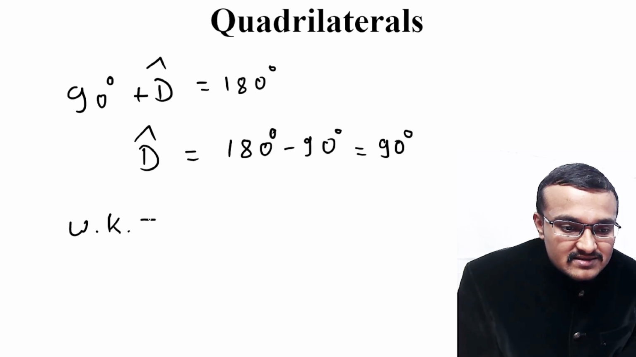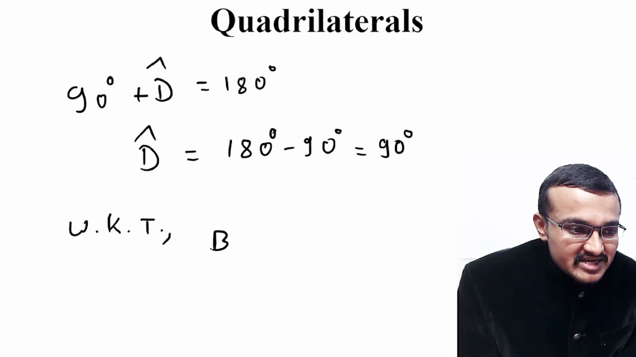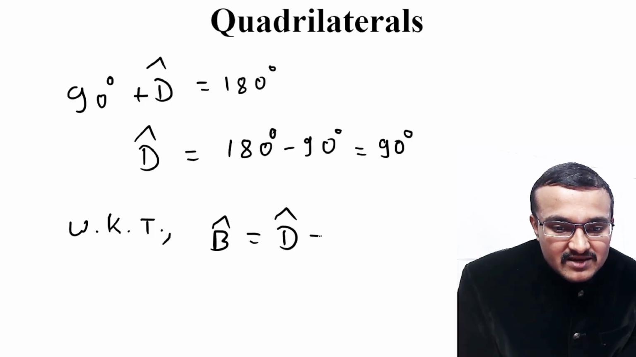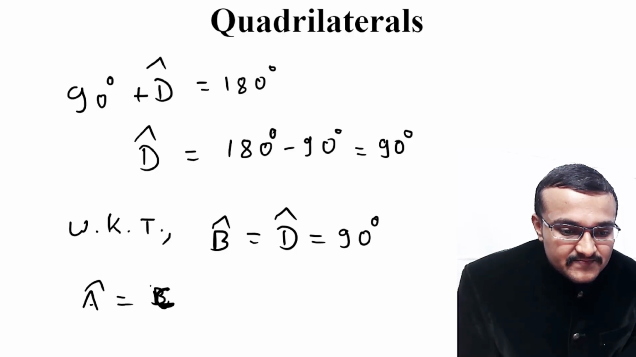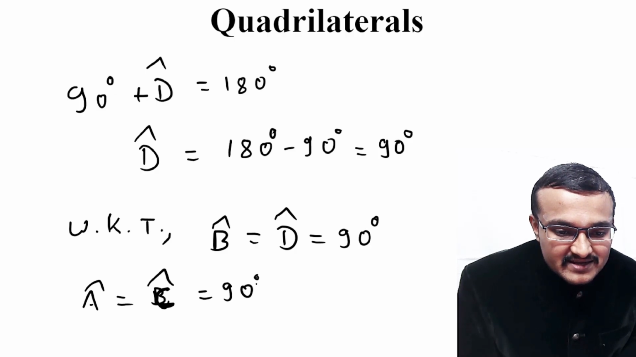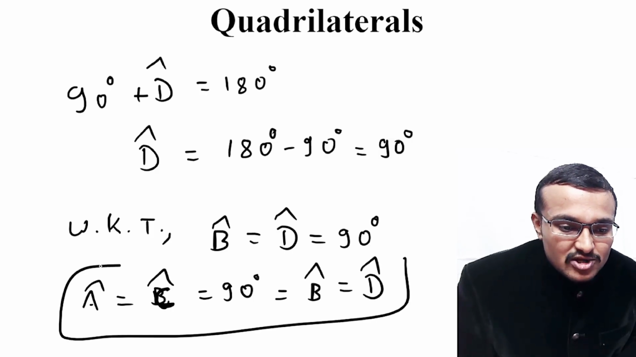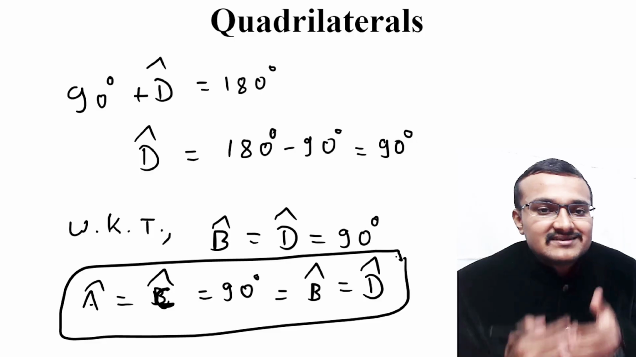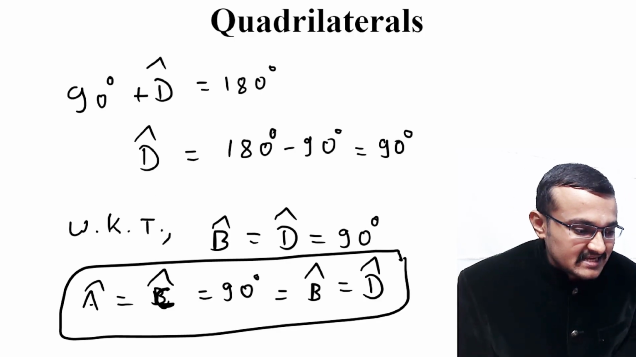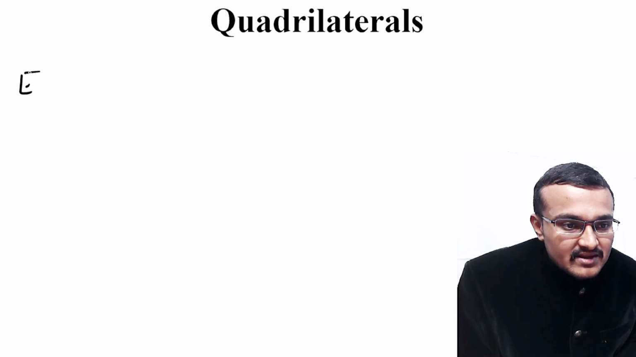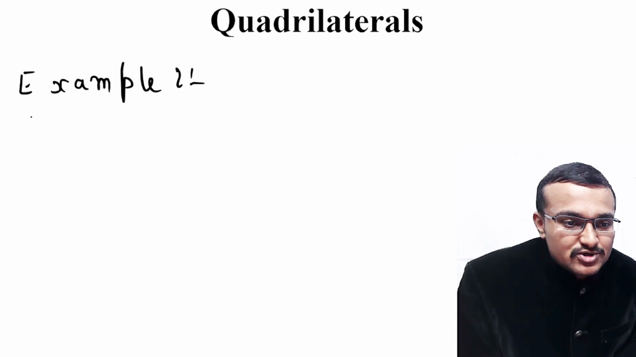We know that B is equal to D, which is equal to 90 degrees. So that means here we got A is equal to C, which is equal to 90 degrees, which is also equal to B, which is equal to D. So that means all the angles in a rectangle are equal to 90 degrees. That is what we had to prove in this example, and we have proved that. Now we will look into the next example, that is example 2.